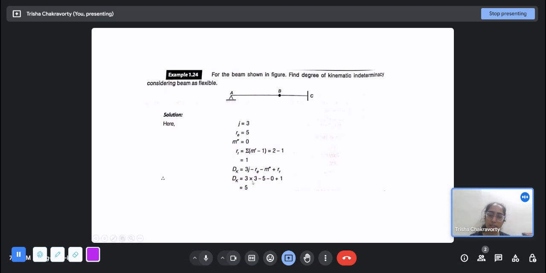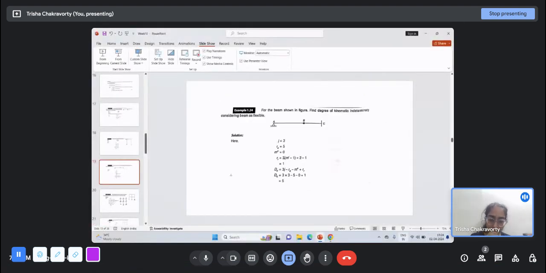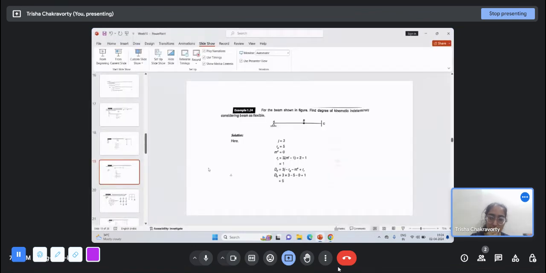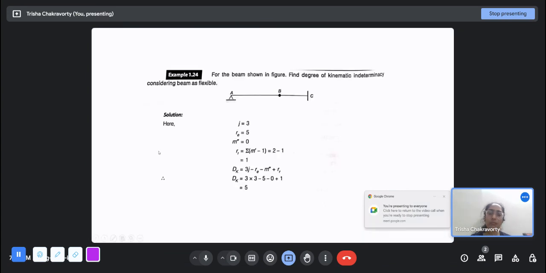And here there is a beam. Again, there is an internal hinge. So J is 3 because there are 3 joints. The number of support reactions is 5 because 3 from here, 1 from here, 1 from here. M double dash is 0 because it is said to consider the beam as flexible. And m dash here is 2 because 2 members are meeting at the internal hinge. So rr is 2 minus 1, 1. So DK is 3 into 3 minus 5 minus 0 plus 1, that is 5.